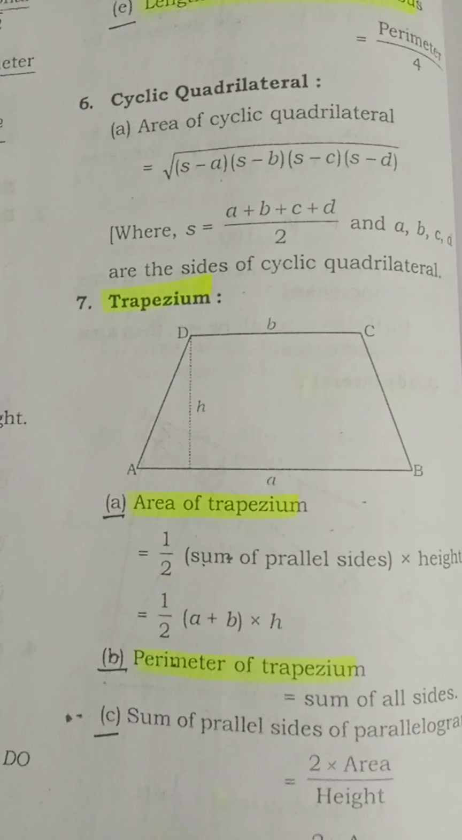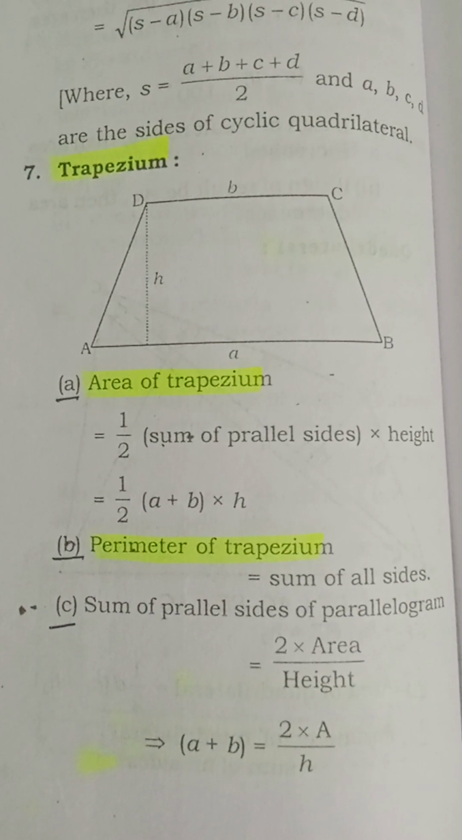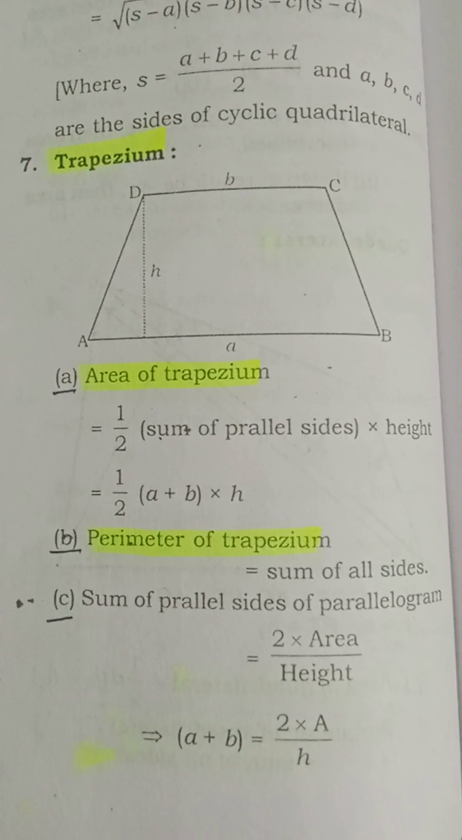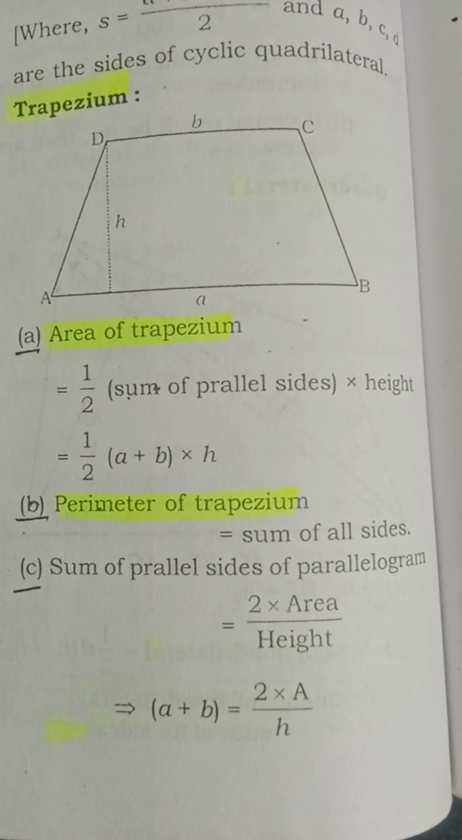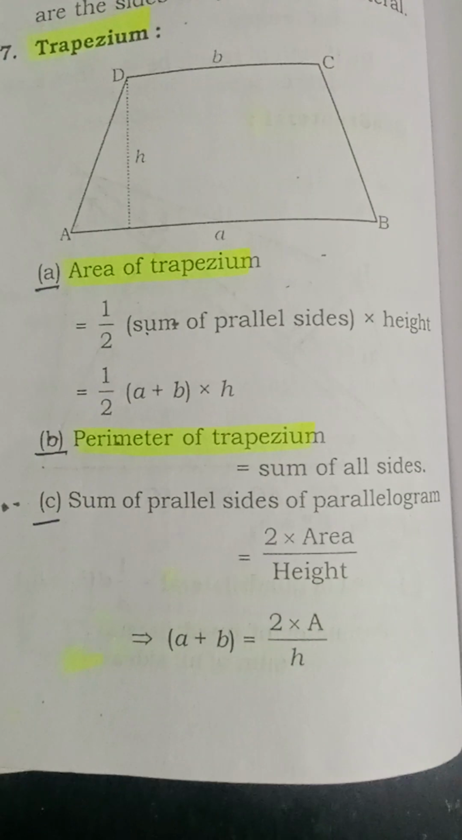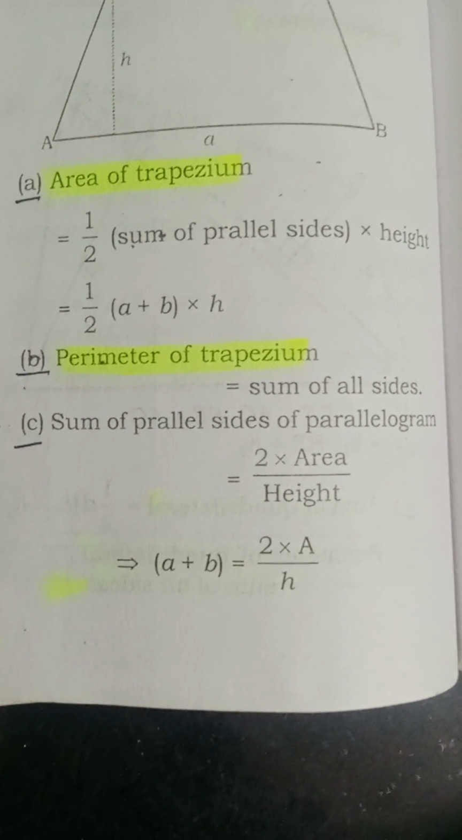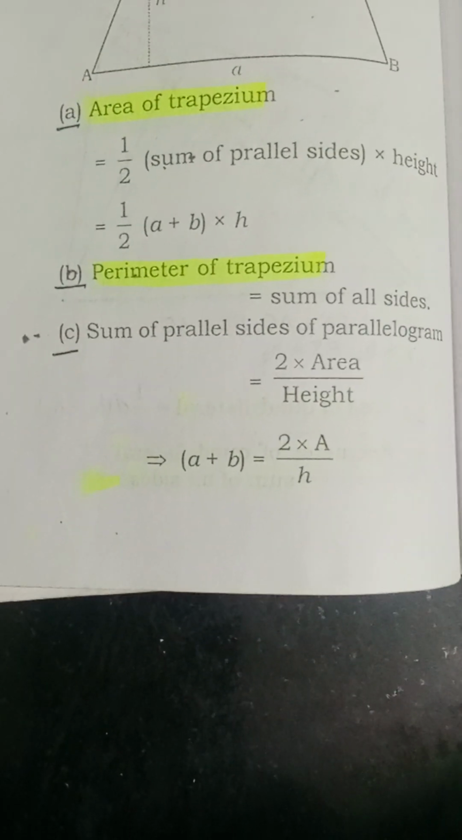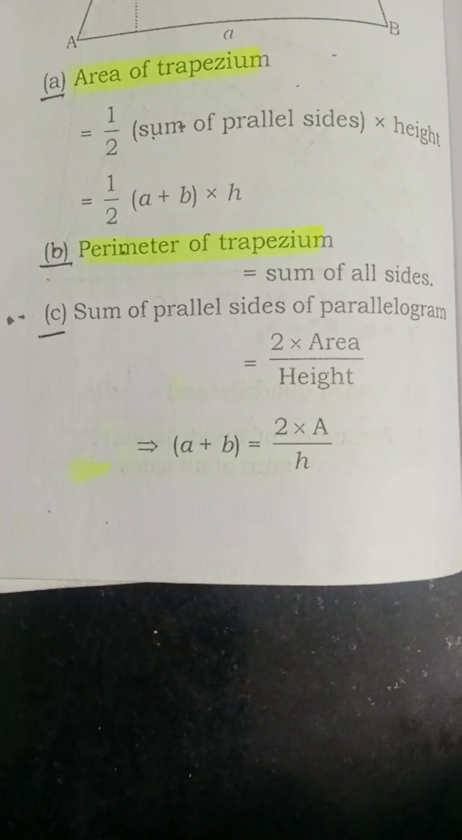Next, trapezium. Formula: area of trapezium is equal to 1 by 2 sum of parallel sides into height, 1 by 2 (a plus b) into height. Perimeter of trapezium is equal to sum of all sides. Sum of parallel sides of trapezium is 2 into area by height.